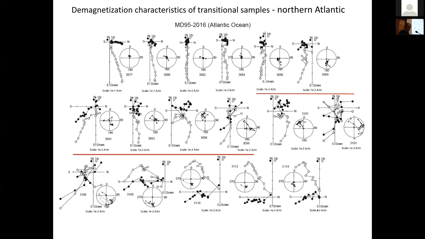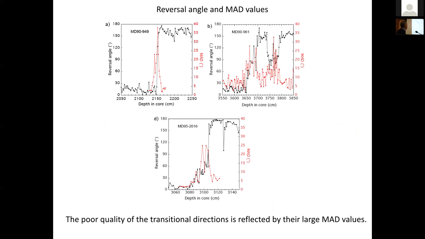We can always calculate directions even from scattered data, and of course if we do that we get successive directions, which here are shown in terms of reversal angle. I'm just showing the 3 reversal records now; I'm going to talk about the 4th one later on. And if we plot the MAD value, of course, the MAD value increases considerably during the transitions because the demagnetization diagrams are not at the right level.